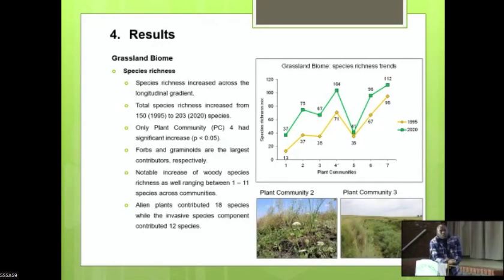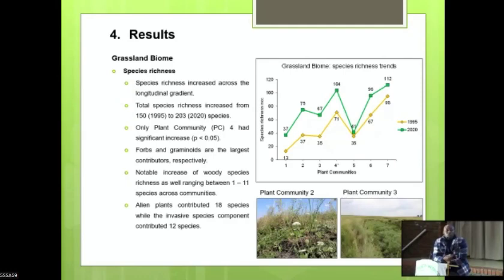So now on the grassland biome. In the grassland biome, as you can see, there is an upward trend of species richness from upstream to downstream. Species richness increased from 150 species to about 200 species over 25 years. So that's a huge jump of species richness coming into the system. Only plant community 4 showed a significant increase in richness. The biggest contributors were your forbs and your gramineae, basically the grasses and sedges, that contributed to the highest species richness.